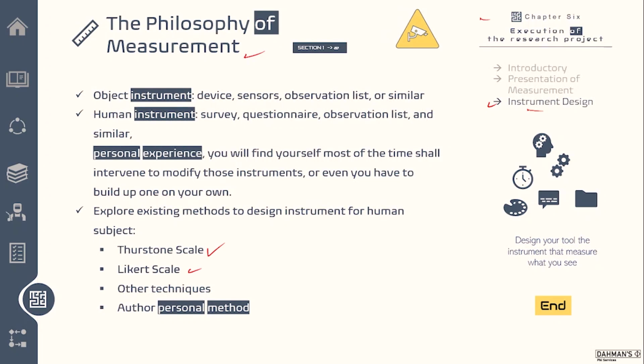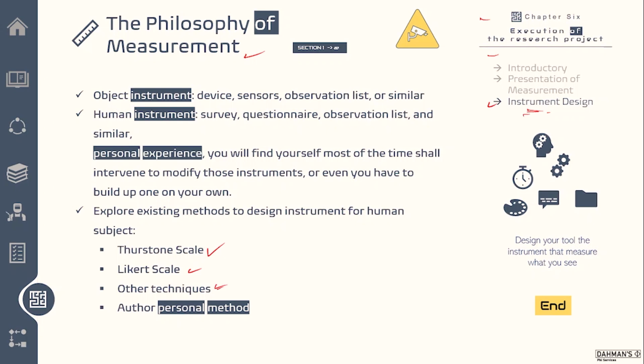Hi, welcome back. So we're at the last outline of section 1, the philosophy of measurement, in chapter 6, execution of the research project. We're still on a discussion of instrument design. In this subsection, I'm going to just share with you two more techniques you might be interested to apply while you are designing your own instrument.